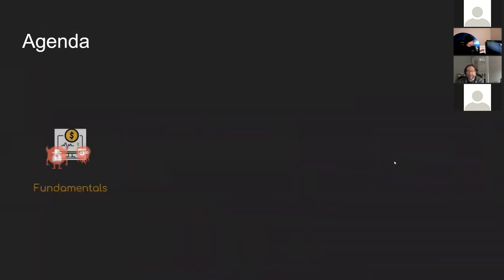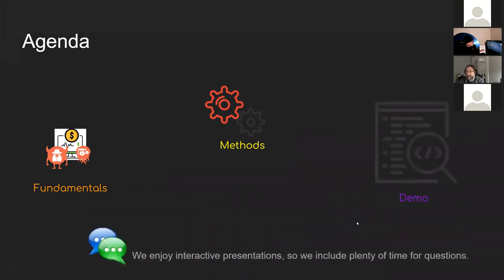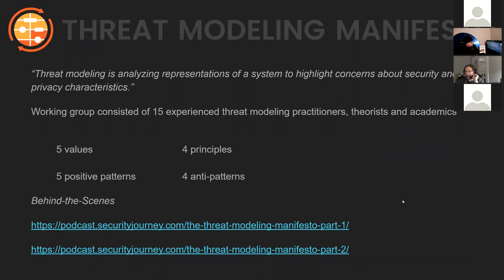All right, so today we're going to talk about some fundamentals of threat modeling. We're going to talk about some methods, and we're going to show a demo. Well, we'll see how that works. And we do like interactive. So as Guy mentioned, be sure to put things into the chat if you have questions. Although if you happen to blurt it out, we'll still try to take it. We have about an hour here, and we'll see how things go. All right, Izar, I will turn it over to you.